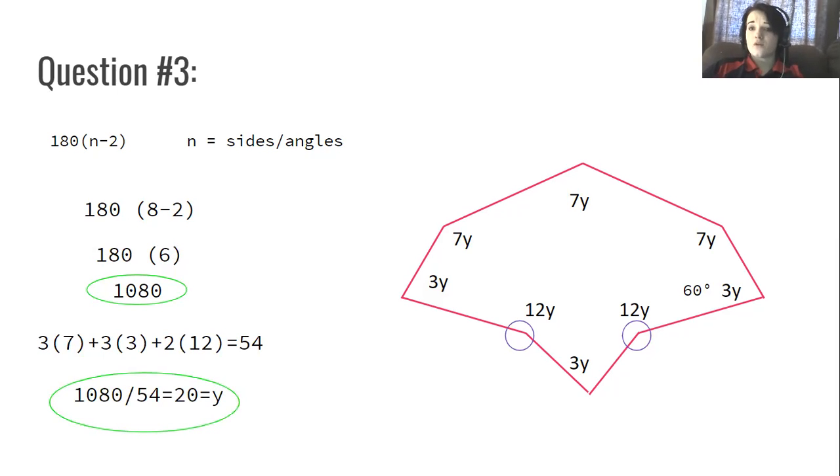So we're going to solve for our 7s first. We'll do 7 times 20. That should give us an angle measurement of 140 degrees. Next, we're going to solve for our 3s. 3 times 20 will give us an angle measurement of 60 degrees. And then we're going to solve for our 12s. So 12 times 20 will give us 240 degrees for our angle measurement. And that's going to be the sum for our figure in total.